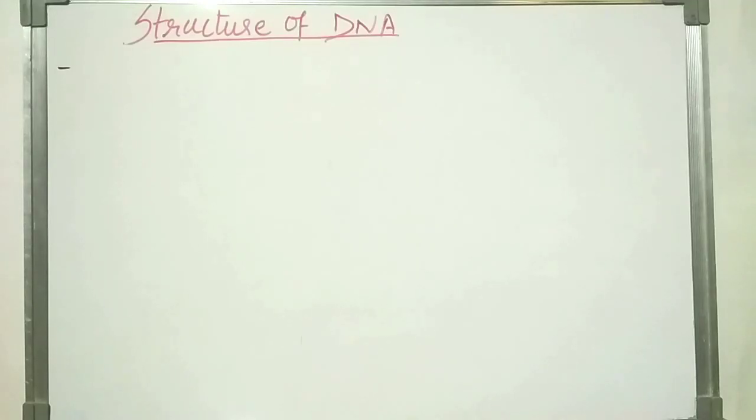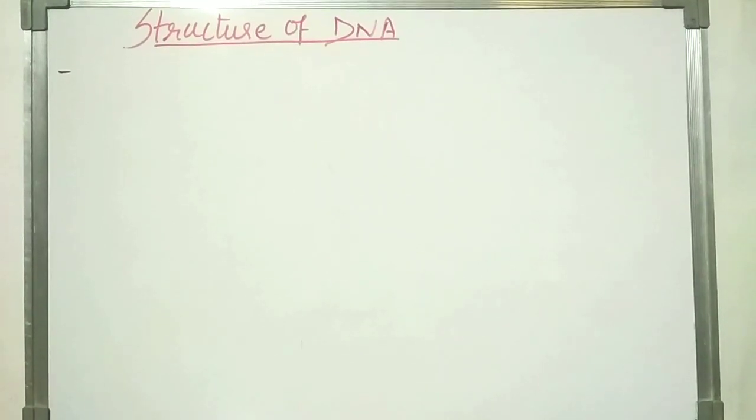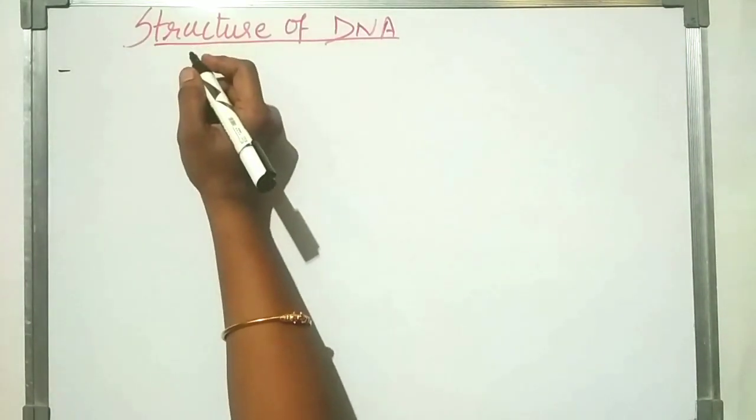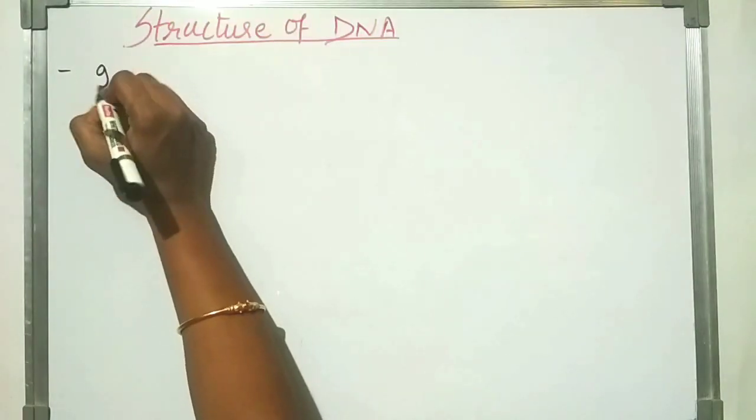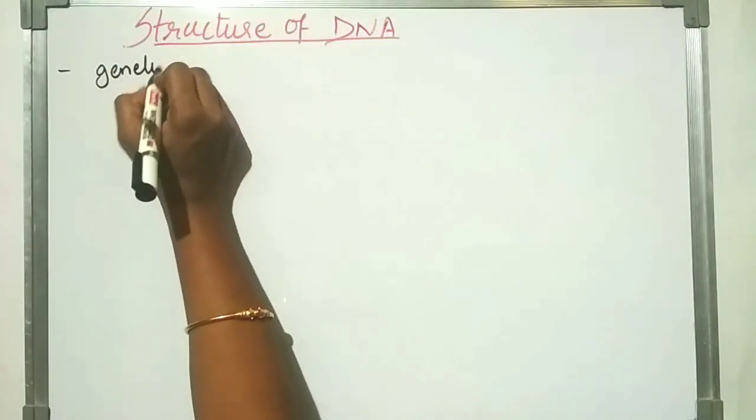Welcome to another video lecture in BioKnowledge: structure of DNA. DNA is deoxyribonucleic acid. DNA is present in cells of plants, animal cells, prokaryotic cells, eukaryotic cells, and it is also present in cytoplasmic organelles like mitochondria and chloroplast. So what does it do? It carries genetic information.